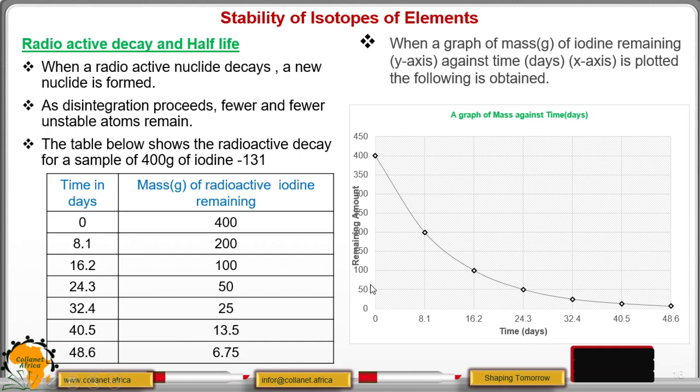Again, this is 50, so a half of 50 will be 25. So to go to 25, it will again take 8.1 days. So in other words, we are getting half of the present mass after 8.1 days. So it implies that after 8.1 days, half of what is there will have decayed, and the remaining will be half. So 8.1 days is the time taken for half of the present mass to decay.